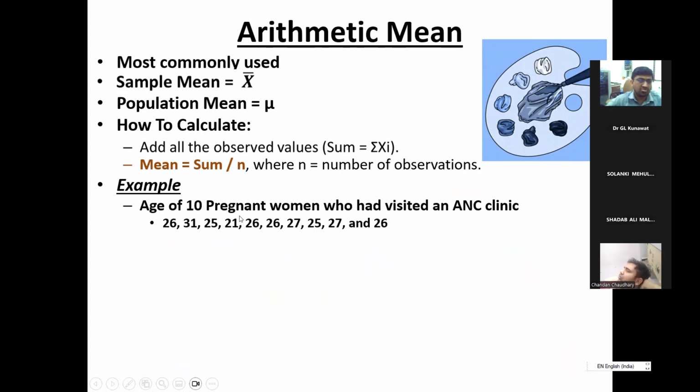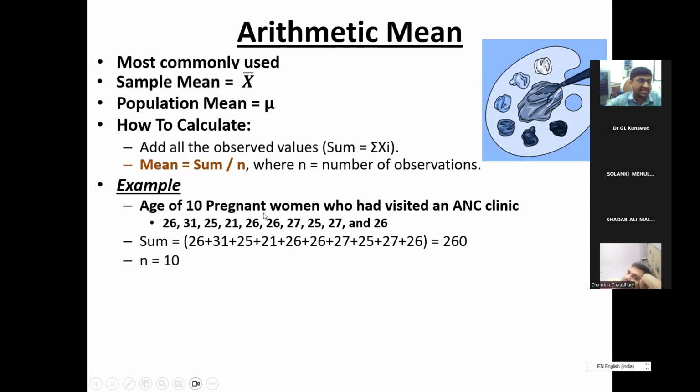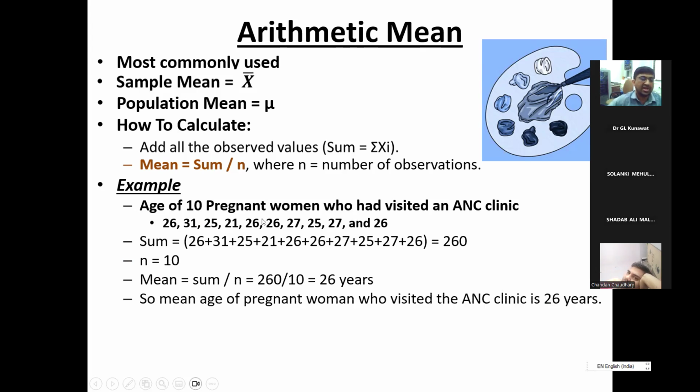The ages of 10 pregnant women who visited the ANC clinic are given, and these are the data we have. We calculate the sum of all the observations of age of all the pregnant women, so that is 260. We have 10 pregnant women, so N is 10. We can calculate the mean, that is 26 years. So the mean age of pregnant women who visited the ANC clinic is 26 years.